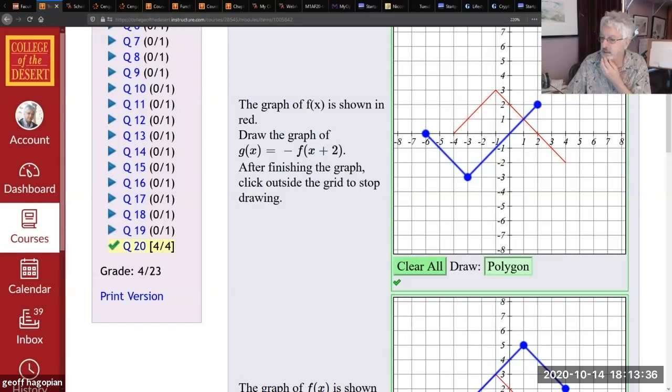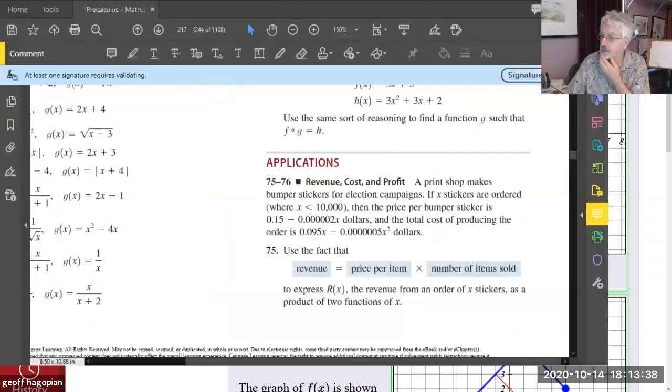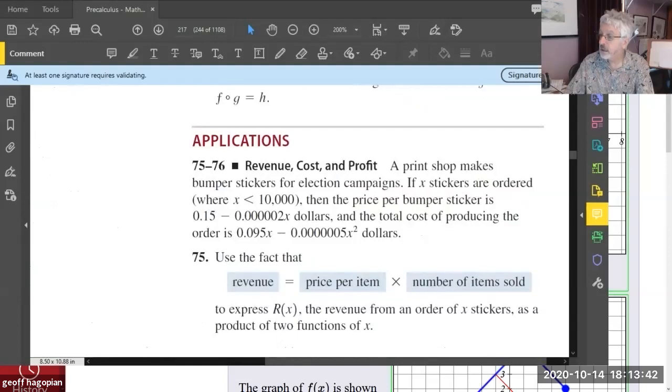So let's go back to the book. And in the book, we see an application to business. Business? They do math and business? Maybe they do. Well, let's see, what are they talking about? A print shop. Oh, it's a business. Makes bumper stickers for election campaigns.